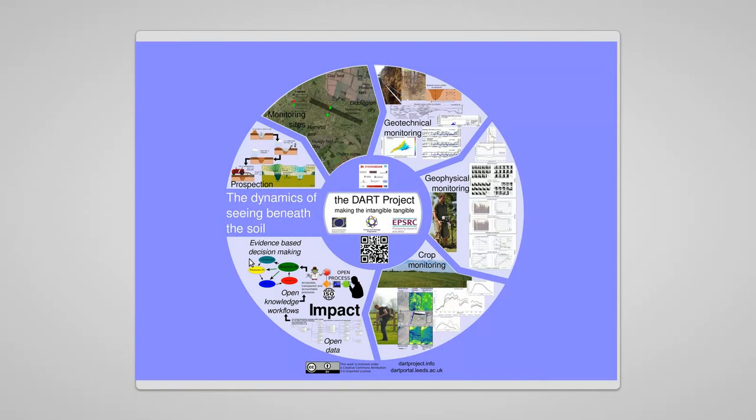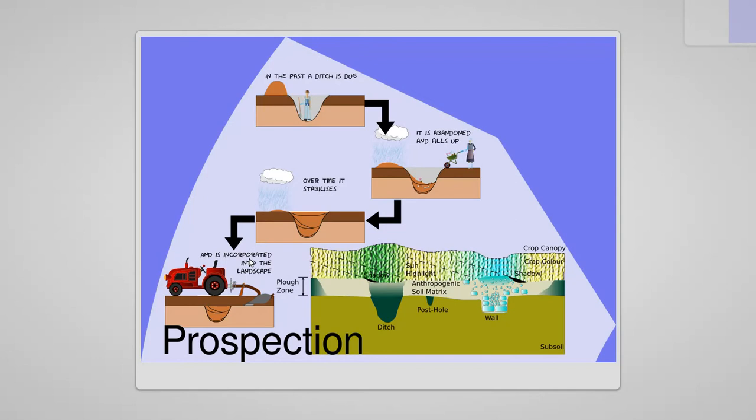So DART is essentially a project looking at the dynamics of seeing beneath the soil and archaeological prospection. So in the past, for example, a ditch is dug, over time it's abandoned and fills up, again it starts to stabilise, and it's incorporated into part of the landscape. And people who undertake archaeological prospection tend to look for these residues or remains, and it can be through changes in soil directly, changes in topography, changes in crop, changes in moisture content, changes in chemical content.